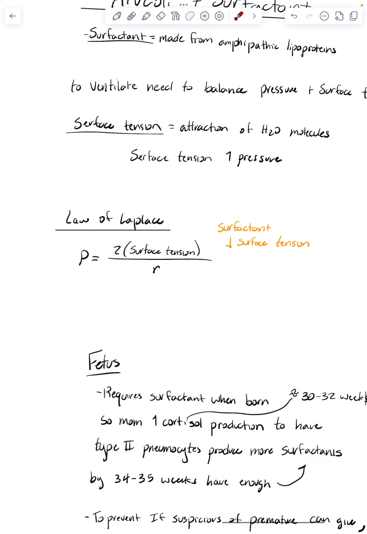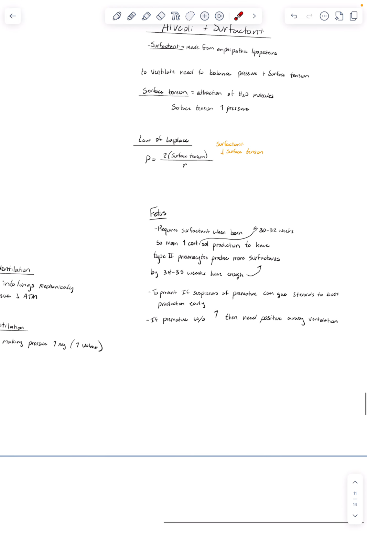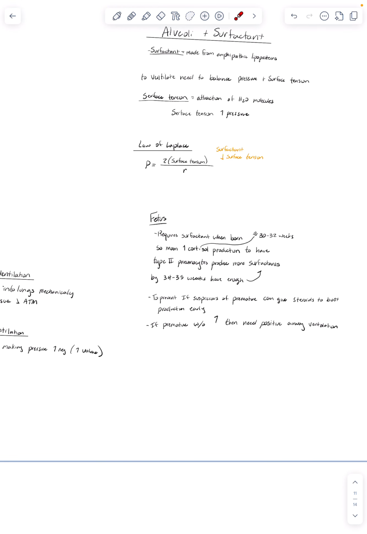And because our lungs naturally want to collapse, we have a low radius, which means we need to really increase pressure in order to get anything going. So that's super, super important when we're looking at fetal development in fetuses.